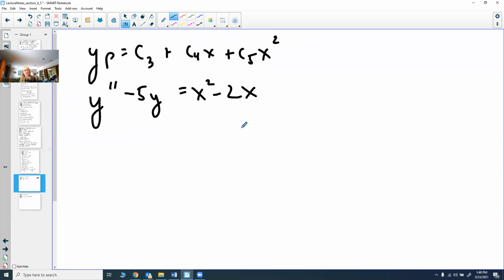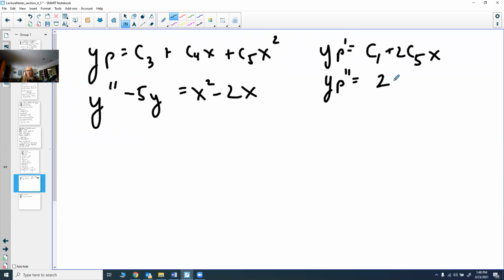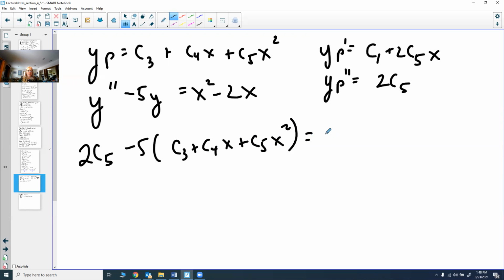So if we know something is a solution to a differential equation, we can plug it in and show that one side equals the other. So let's plug this in. First thing I notice is I need the second derivative. So let's find the first derivative. The first derivative of y sub p is going to be c4 plus 2c5x, and the second derivative is going to be 2c5. And then we just plug that in. So we have 2c5 minus 5 times y, which is c3 plus c4x plus c5x squared, equal to x squared minus 2x.